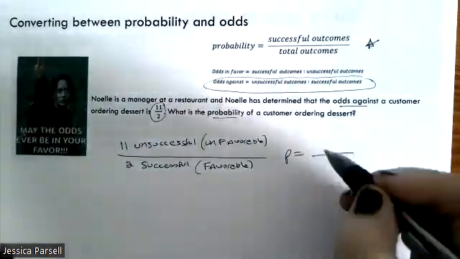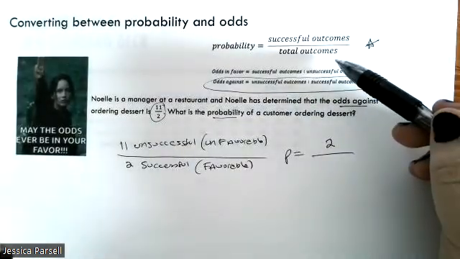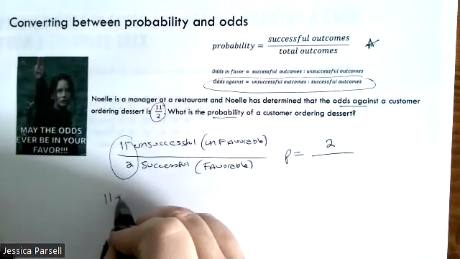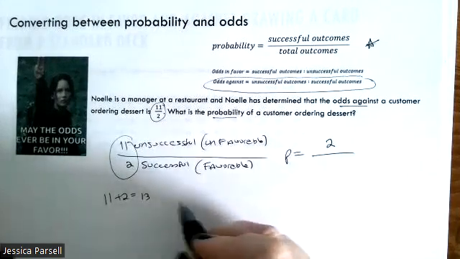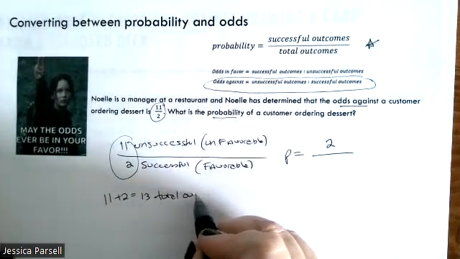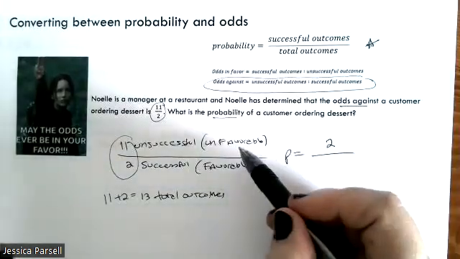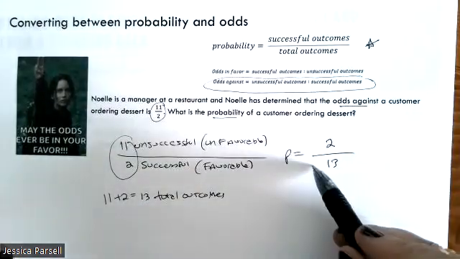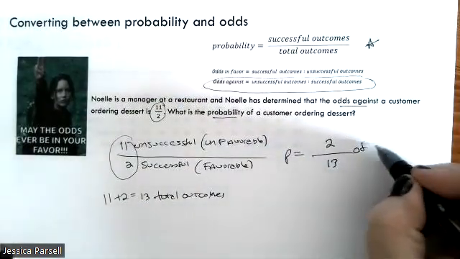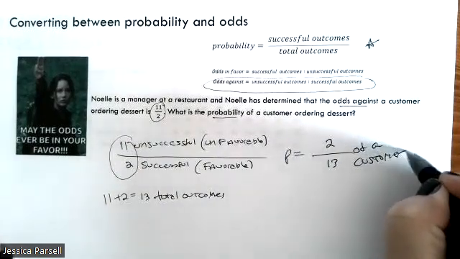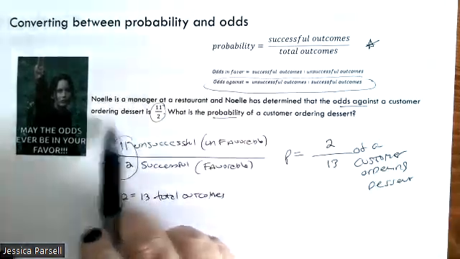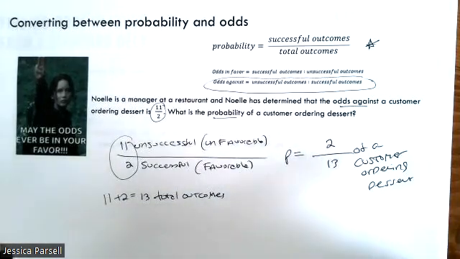Well, we have 2. Then it says, give me the total outcomes. Well, guess what? We don't have total outcomes here. But we know from our previous work that if you take 11 plus 2, that's going to give you 13 total outcomes. And it's just broken up into unfavorable and favorable. So 13 is going to be our denominator right here for our total outcomes. So the probability is 2 over 13 of a customer ordering dessert. So the odds against was 11 to 2. The probability of having the customer order dessert is going to be 2 over 13.